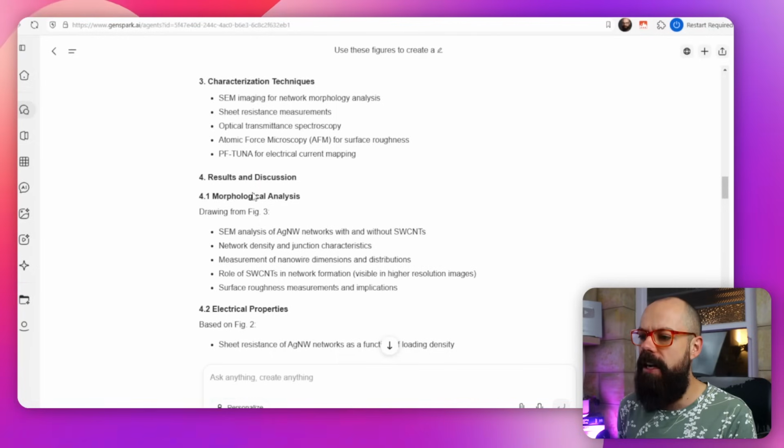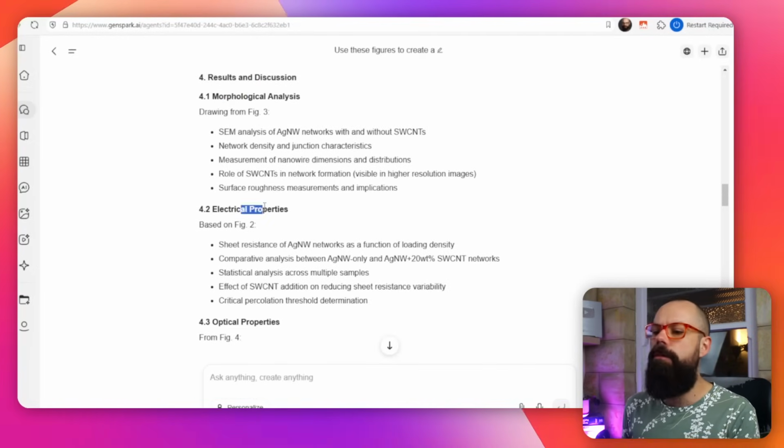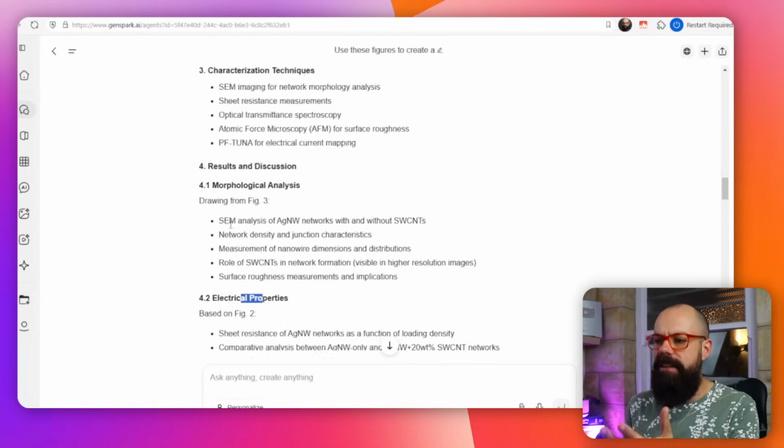Now here's the thing, all of the things that I'm about to show you, the results and discussion is where you really need to use your PhD and your research brain to really understand the results and what it means. But to get to a first draft, it's easier than ever, and this is a great starting point. So results and discussion, you can see it recommends using the morphological analysis, then the electrical properties, then the optical properties, and all of that sort of stuff. So it's now saying put it into this sort of order and you're golden.